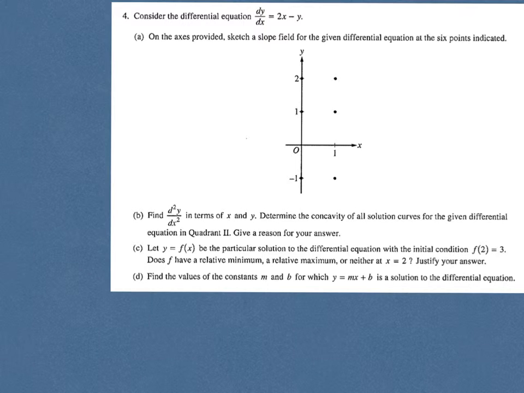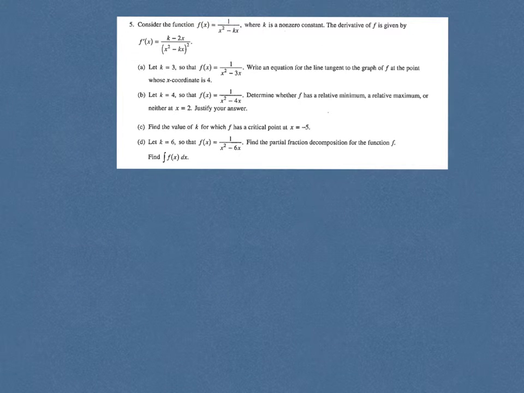I hope you were able to go through and get most of this, if not all of it, previous to this video. Now let's look at question number 5. This one is a BC question. We're told f of x is equal to this, where k is a non-zero constant. The derivative of f is given by this. So notice they're not actually asking you to find the derivative, although it would be very quick to find it. They're just telling you what that derivative is.